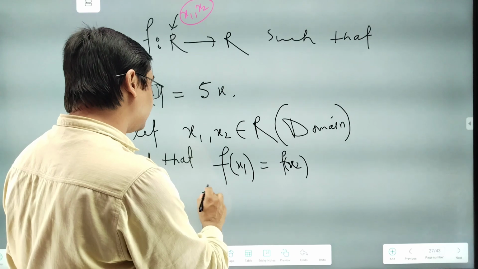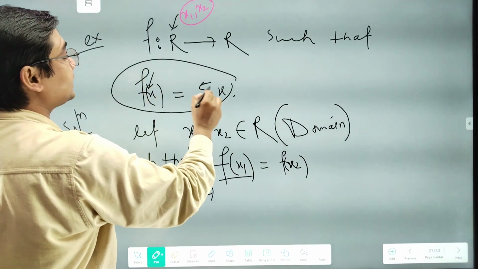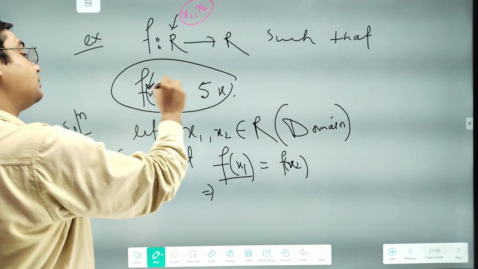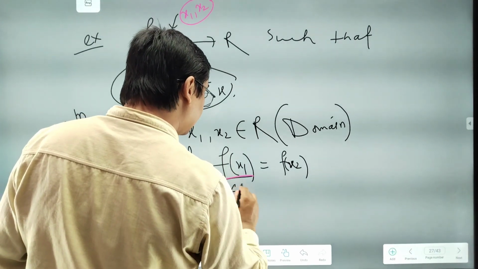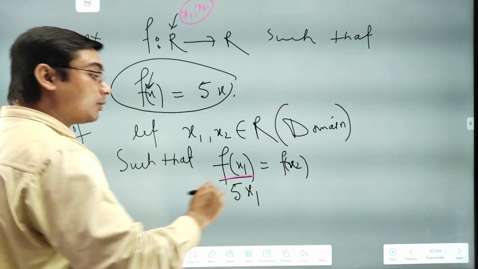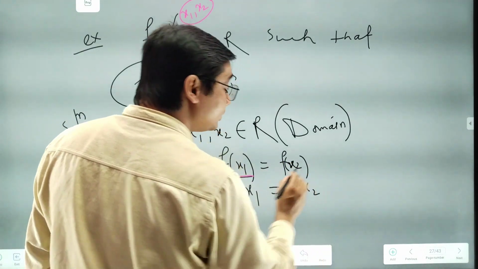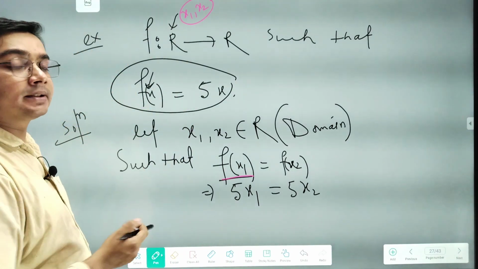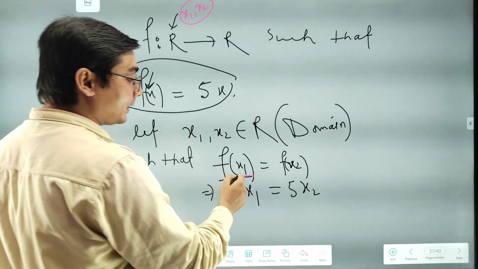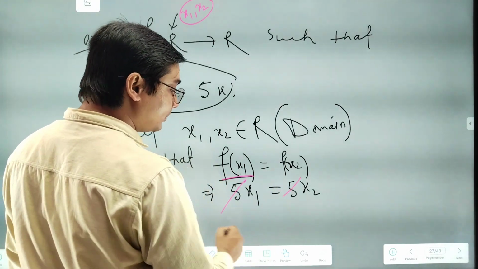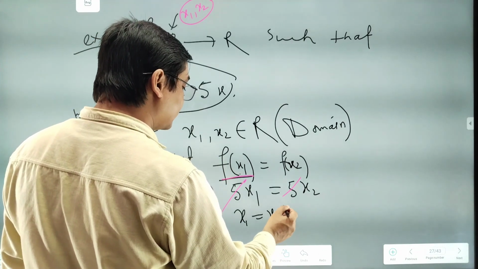So what will be the value of f of x1? You see the definition of the function: putting in x gives 5x, whatever you put in, it makes 5 times that. So f of x1 will be 5 times x1. And what will be the value of f of x2? This will be 5 times x2, because putting in x gives 5x. So this is the value of f of x1 and f of x2. Now we see this 5 will be cancelled, so from this we get x1 equal to x2.